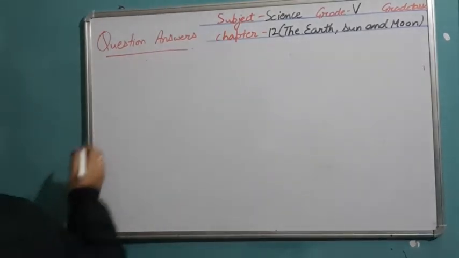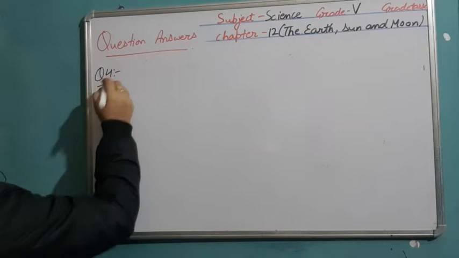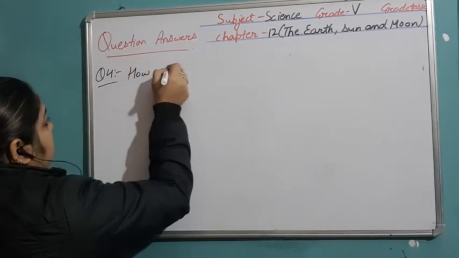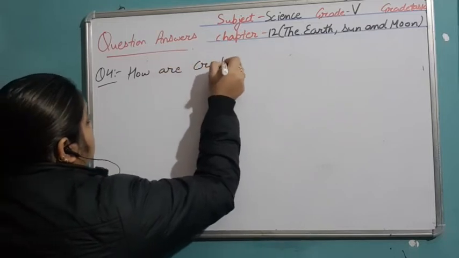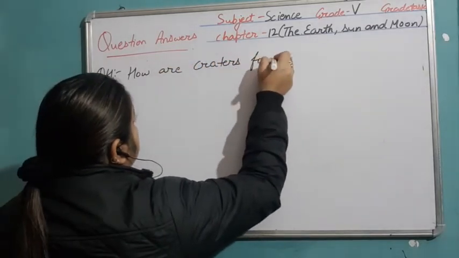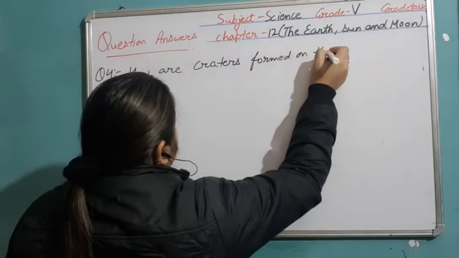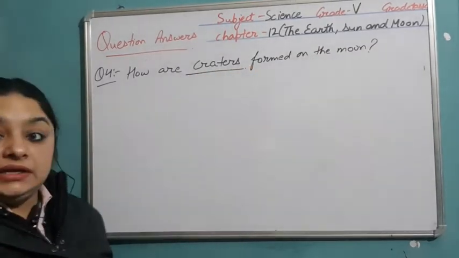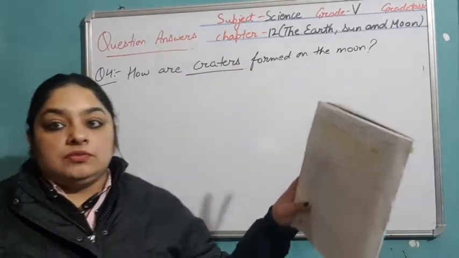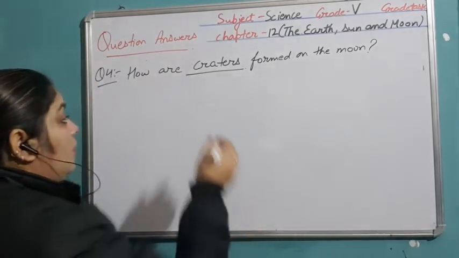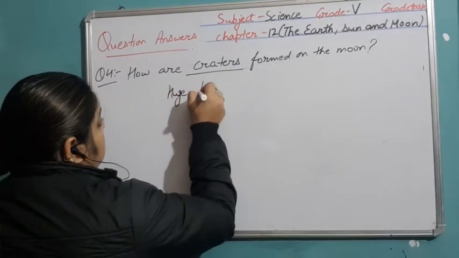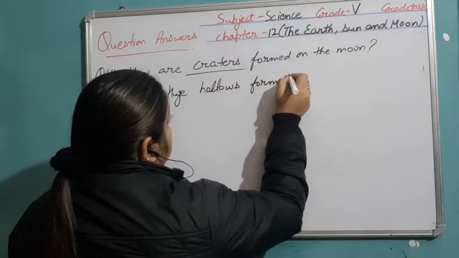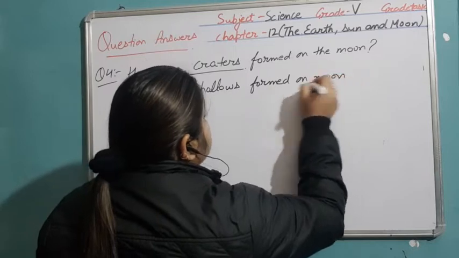Now question number 4. Question number 4 is, how are craters formed on the moon? See, when we are talking about craters, what are craters? These are very large, huge hollows which are formed on the moon. Now, the question is, how are these formed?